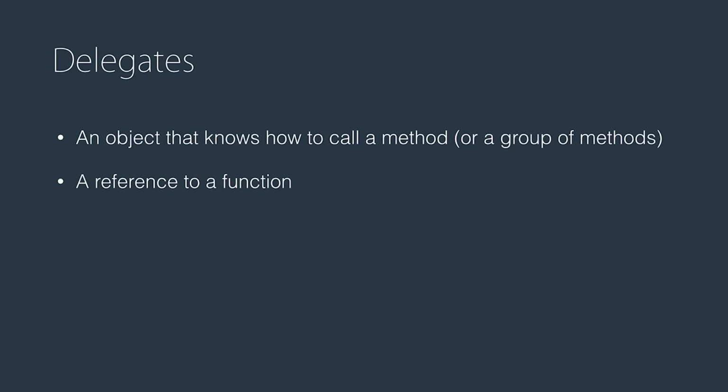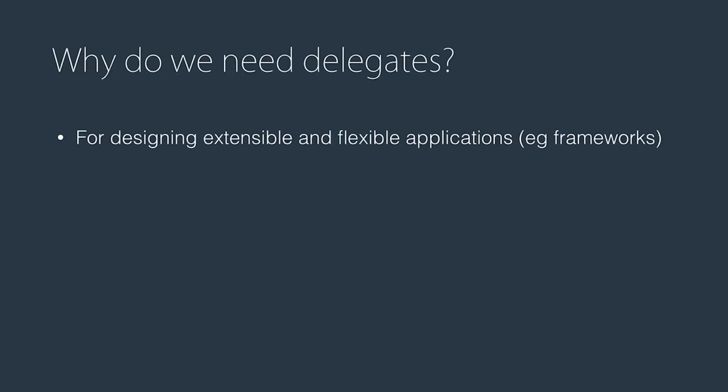So what is a delegate? A delegate is an object that knows how to call a method or a group of methods. A simpler way to define that is a delegate is a reference or a pointer to a function. Now, why do we need something like that? We can call methods directly. Why do we need a delegate that is responsible for calling methods for us? Well, this technique allows us to create applications that are extensible and flexible. And often this is used in designing frameworks.